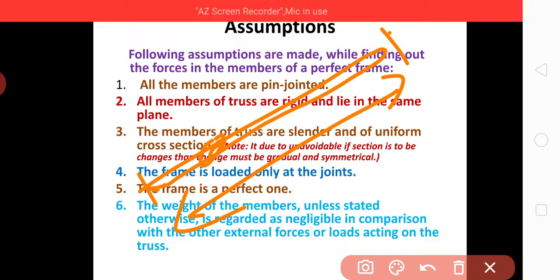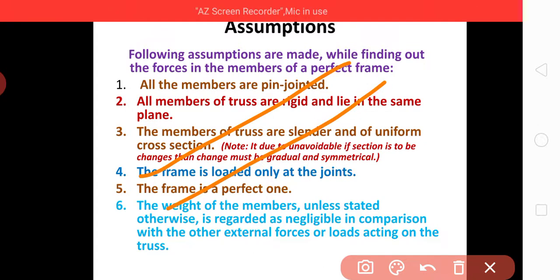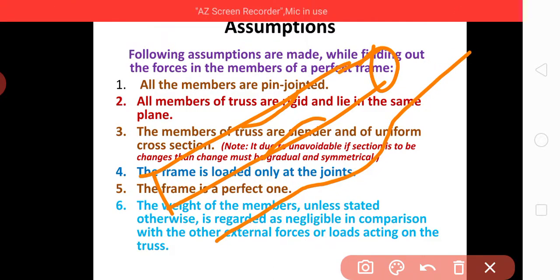But due to some unavoidable reason, say some other member is passing through the same way, if the section anywhere is to be reduced or enlarged, then it should be symmetrically enlarged and it should be gradual also. For example, let us see that if this is the member and we want to reduce the section here, then reduce here and at the same time reduce here also, so that this member looks like this.